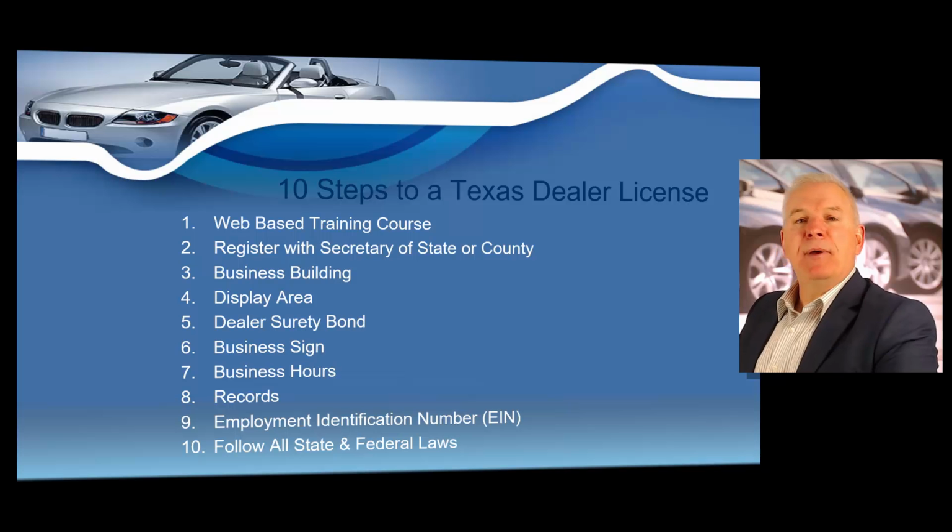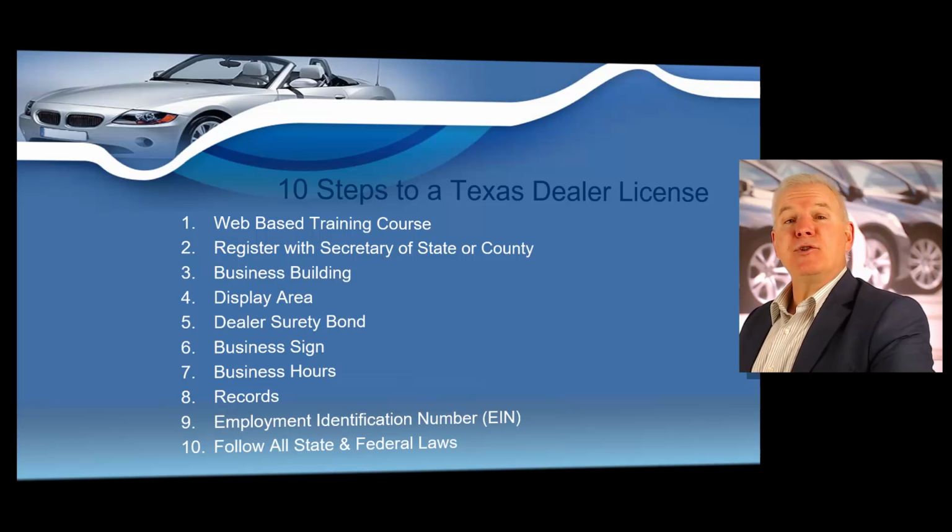So your display area must also have adequate lighting if you're going to conduct business at night. Step number 5, dealer surety bond. You must obtain a $25,000 dealer surety bond in order to obtain a Texas used motor vehicle dealer's license.